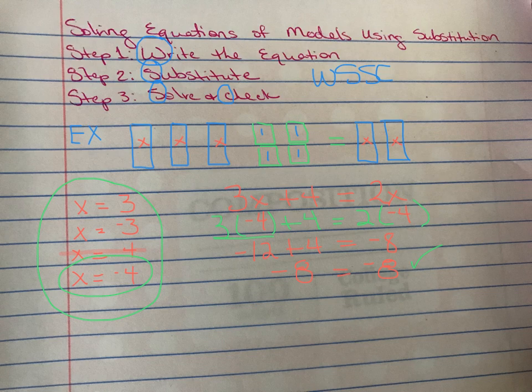So let's quickly recap. We whisk through this question in solving equations of models using substitution. We wrote the equation, we substituted answer choices in for x, then we solved and checked to see if that particular answer choice made the statement true.